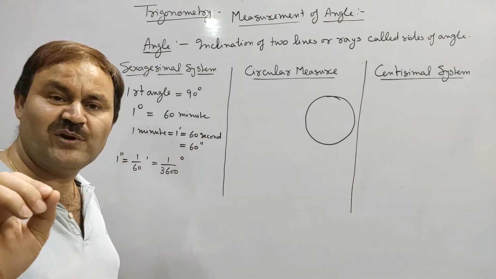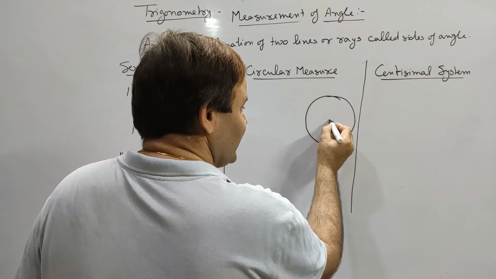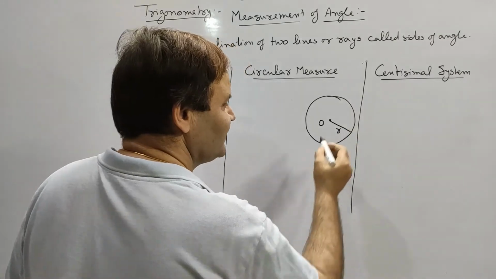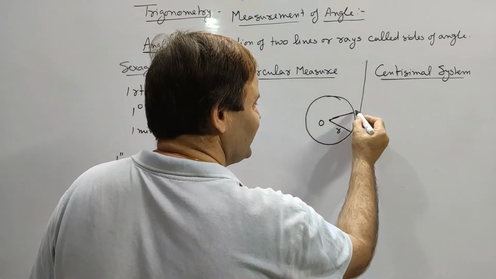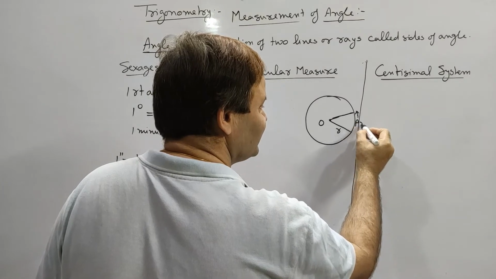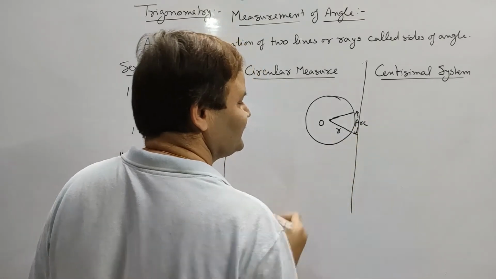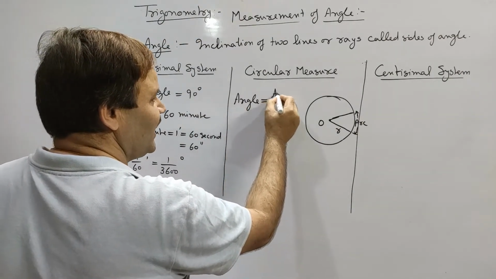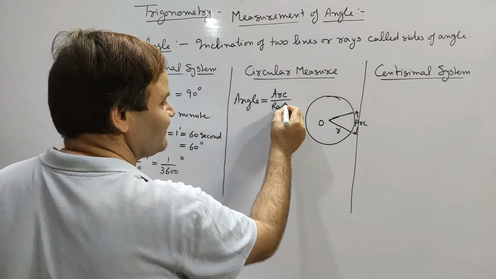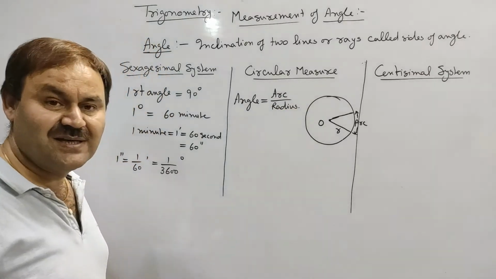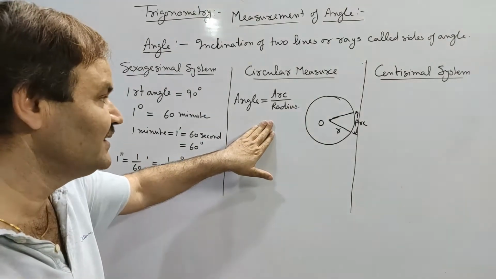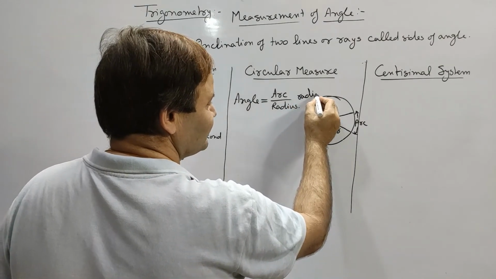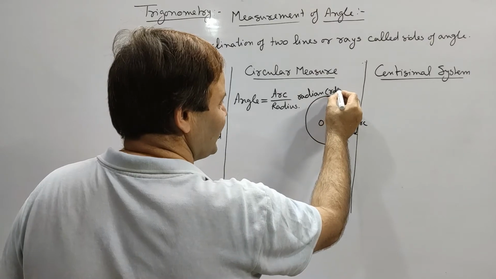that is, in 8th class circle is used for defining the angle. If O is the center of the circle and r is the radius of the circle, then the angle subtended by an arc of the circle at its center will be defined as angle is equal to arc upon radius. And in this system of measurement of angle, the unit of angle is radian, abbreviated as rd.